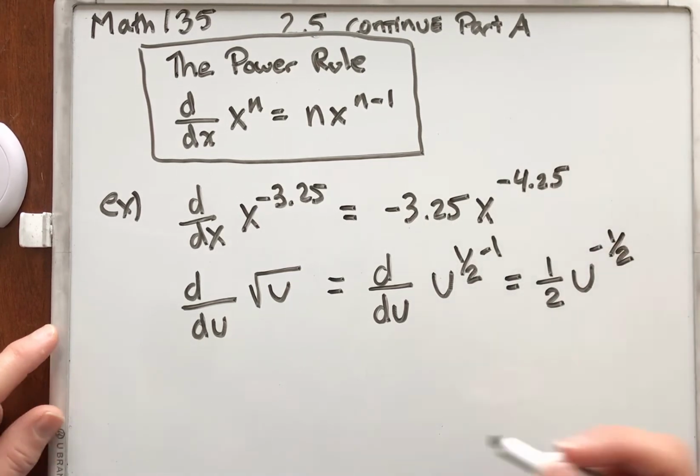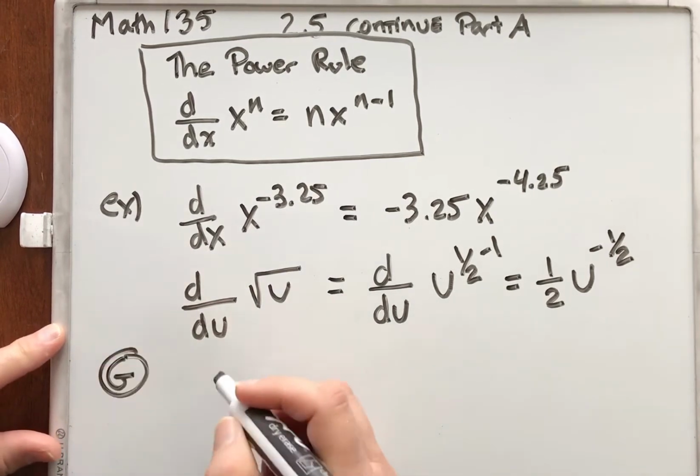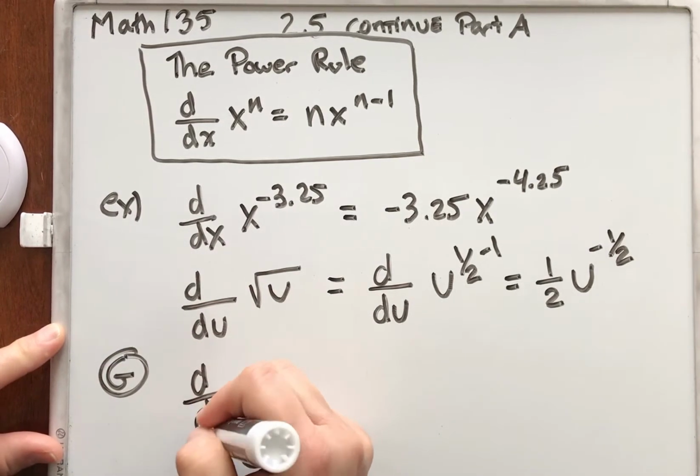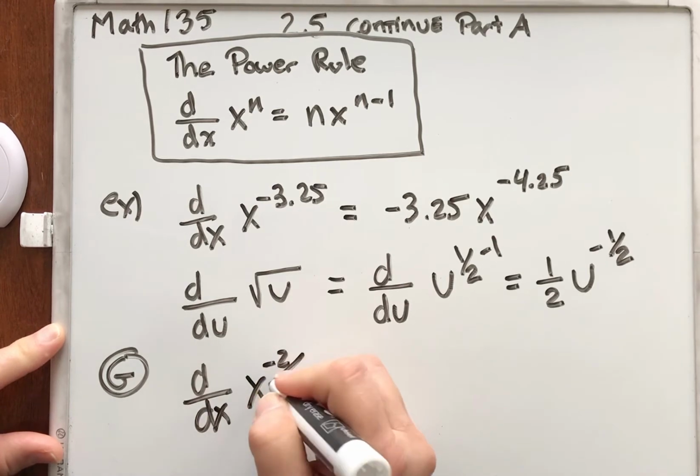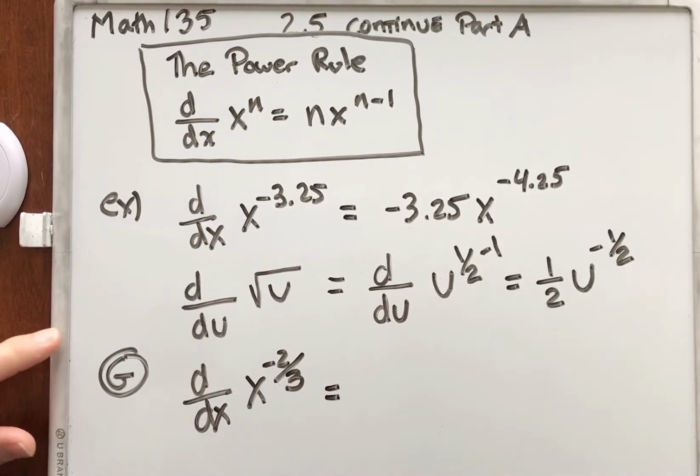In your groups, I'd like you to do a warm-up and do d/dx of x to the negative 2/3. So go ahead and do that problem. And don't worry about the negative. We'll just keep it on top while we're just reviewing this. Okay, so let's see how you did.